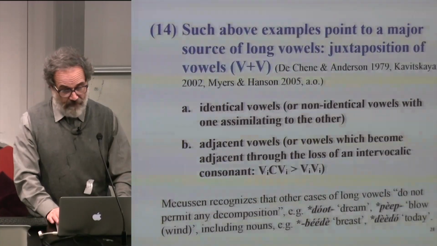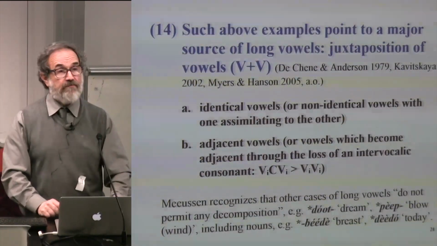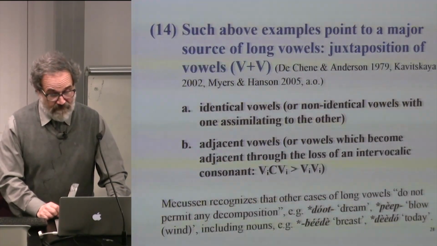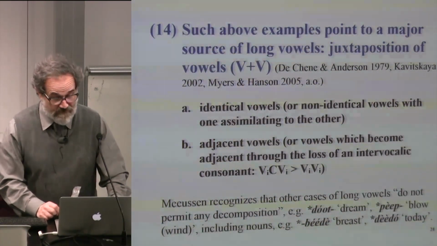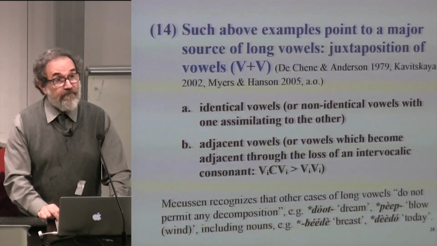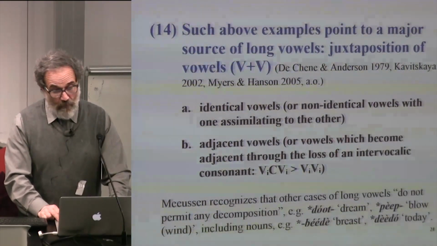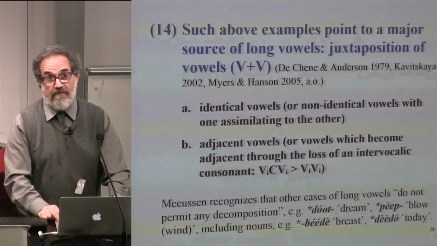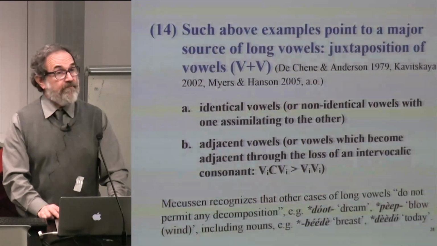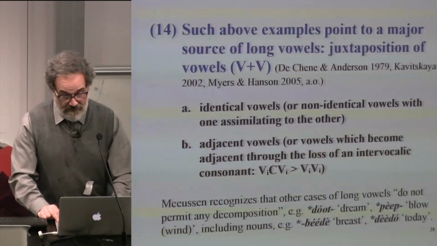I cite these examples in part also to show that this is a major source of long vowels. In fact, that is the juxtaposition of two identical vowels. Deschamps and Anderson claim that's the only source of long vowels, although there have been responses to them. This could be identical vowels that are just in sequence, maybe belonging to two different morphemes historically, or non-identical vowels with one assimilating to the other. And that would give you a long vowel. The vowels could be adjacent originally, or they could come to be adjacent through the loss of an intervocalic consonant. So that's what I show you there.